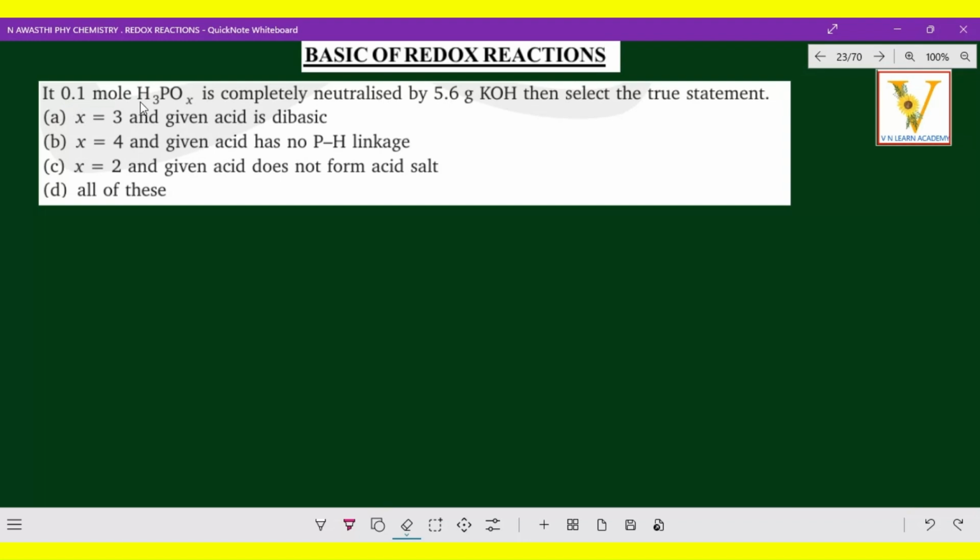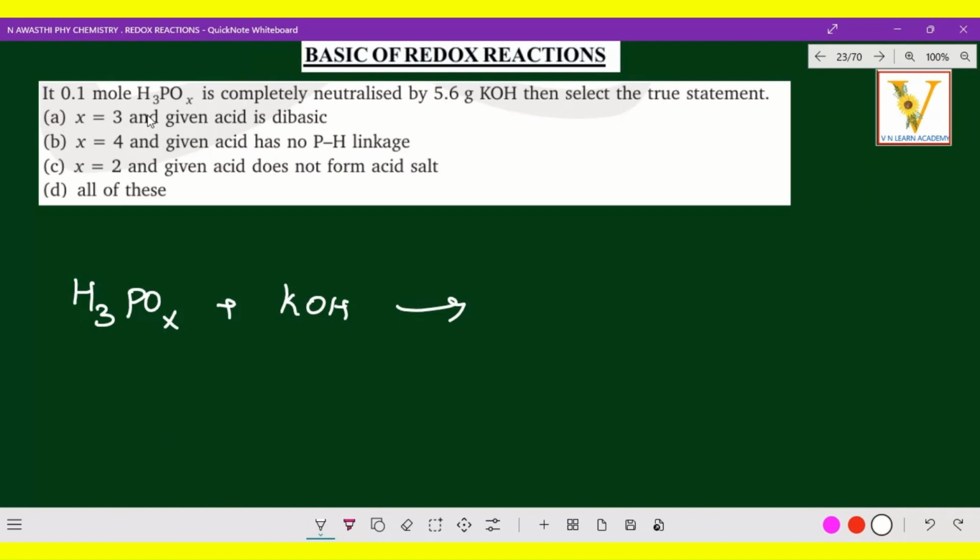If 0.1 mole of H3POX is completely neutralized by 5.6 gram KOH, then select the true statement. So we have to identify whether X equals 3, or X equals 4, or X equals 2, or all of these. Now before finding this, let us write the equation so that we get some clarity. H3POX plus KOH, acid and base, you get salt and water, 100%.